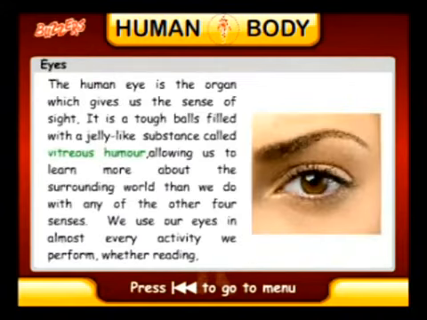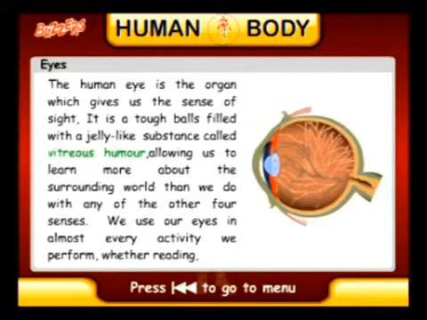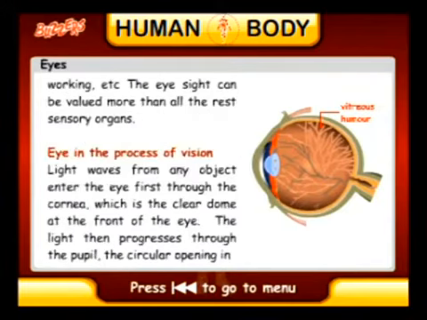Eyes. The human eye is the organ which gives us the sense of sight. It is a tough ball filled with a jelly-like substance called vitreous humor, allowing us to learn more about the surrounding world than we do with any of the other four senses. We use our eyes in almost every activity we perform, whether reading, working, etc. The eyesight can be valued more than all the rest of the sensory organs.